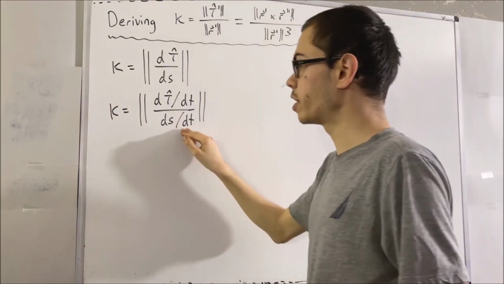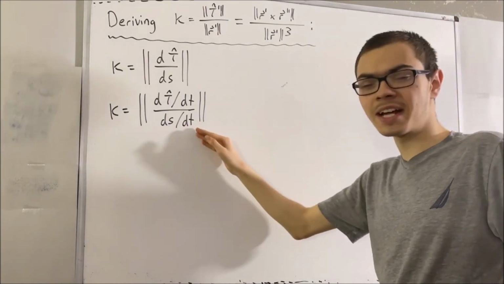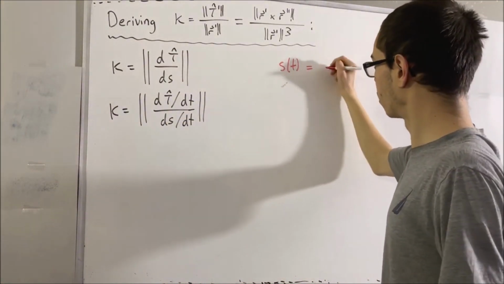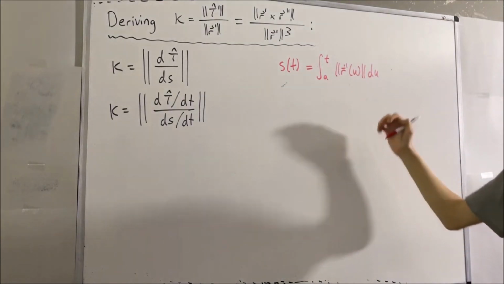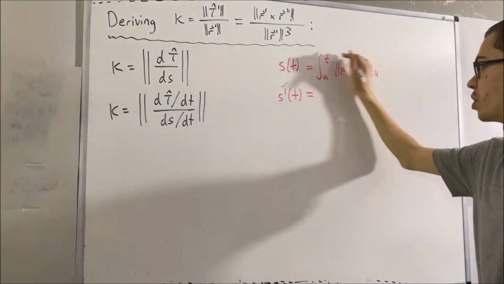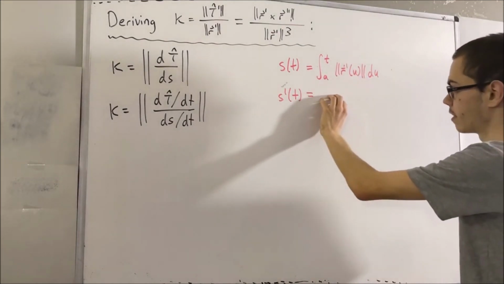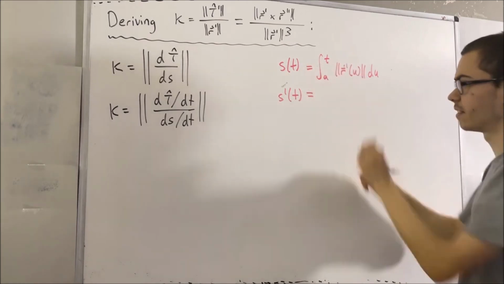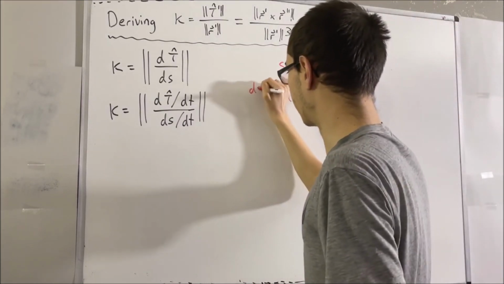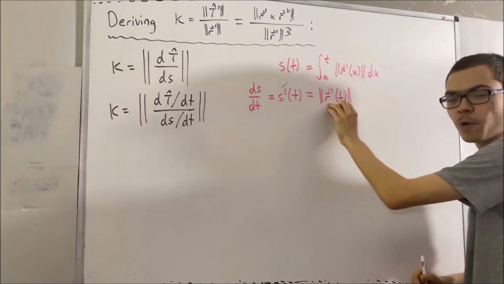Now, really, ds over dt is the derivative of arc length with respect to time. Okay, so then how is arc length related to time? Well, if you recall, arc length is related to time by the following formula. And if we take the derivative of arc length with respect to time, we just have to use the fundamental theorem of calculus, which is to say we take the integrand, and all we do is we replace u with t. Right, and so this is s prime of t, which is the same thing as ds over dt. So really, ds over dt is equal to the magnitude of r prime of t.